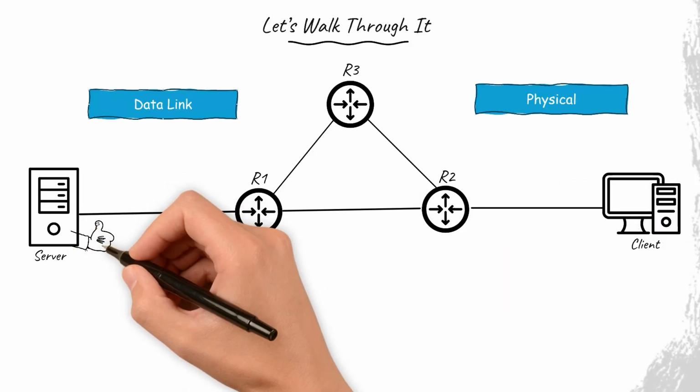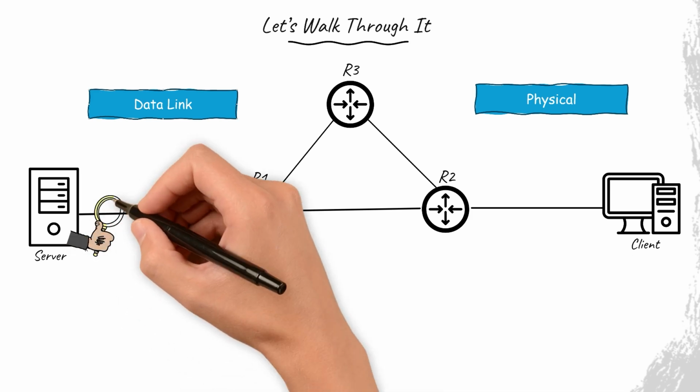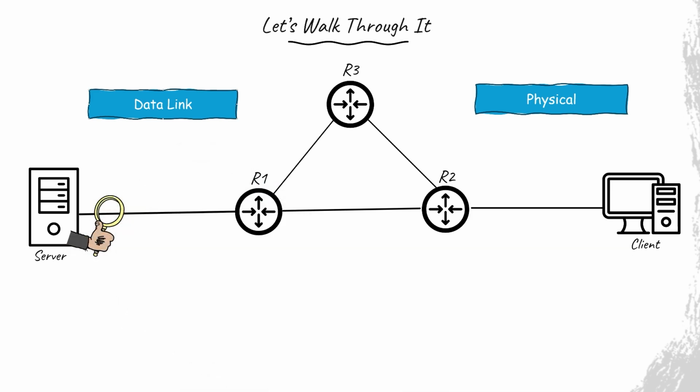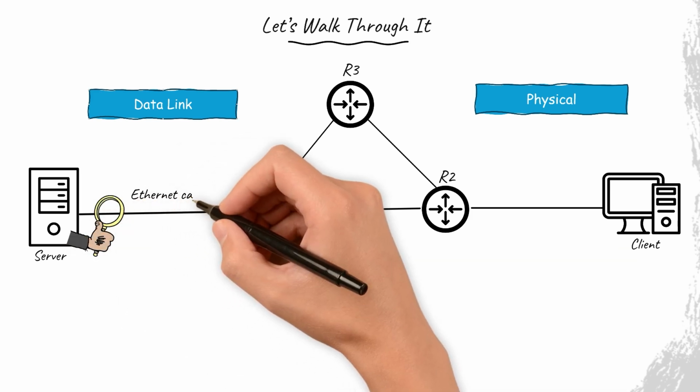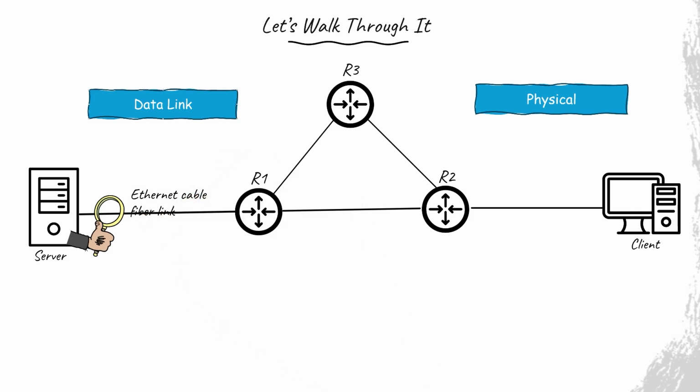The server checks its physical connection to router R1. Based on the type of connection, whether it's a wired Ethernet cable, a fiber link, or a wireless signal, it adds a header and trailer to the packet. These are used only for sending the packet to R1 and won't be used beyond that point.